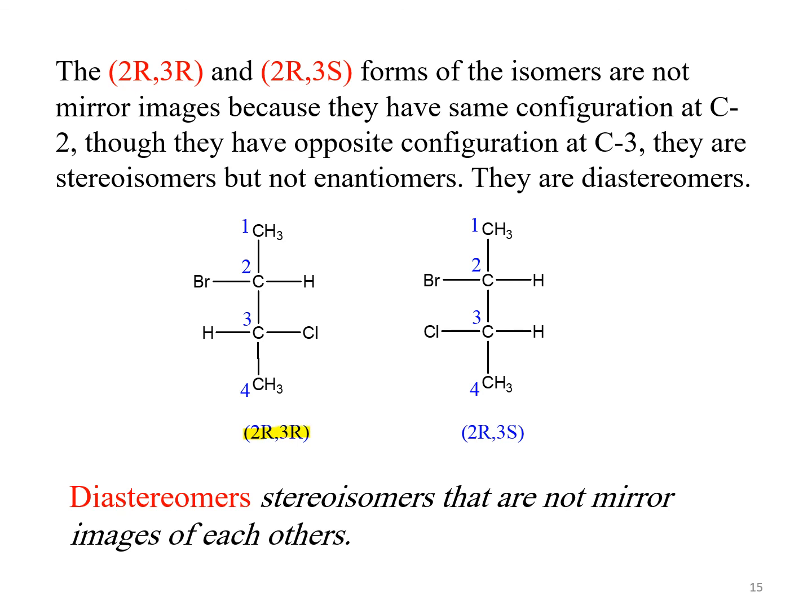The 2R,3R combination and 2R,3S combination are not enantiomers because they are not mirror images of each other. As we can see, around carbon number 2 the configuration is exactly the same. Bromine is on the left and carbon is on the right, so they cannot be mirror images of each other, so we cannot call them enantiomers. So what do we call them? These are known as diastereomers. So diastereomers are the stereoisomers that are not mirror images of each other.